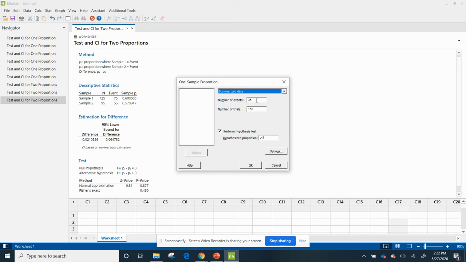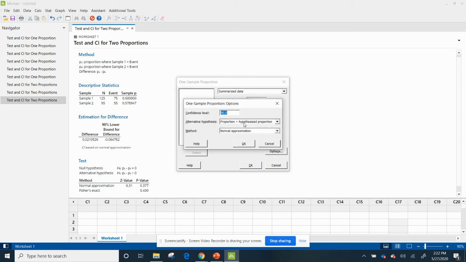Number of events is 35. Number of trials is 150. I click here to perform a hypothesis test, and I put 0.45. When I go to options, I'm going to do 90 because I had a 10% level of significance. I'm going to pick the less than because remember, my alternative had the less than symbol in it, and I want normal approximation. There's something going on in statistics where binomials can approximate the normal distribution. That's what's going on here.